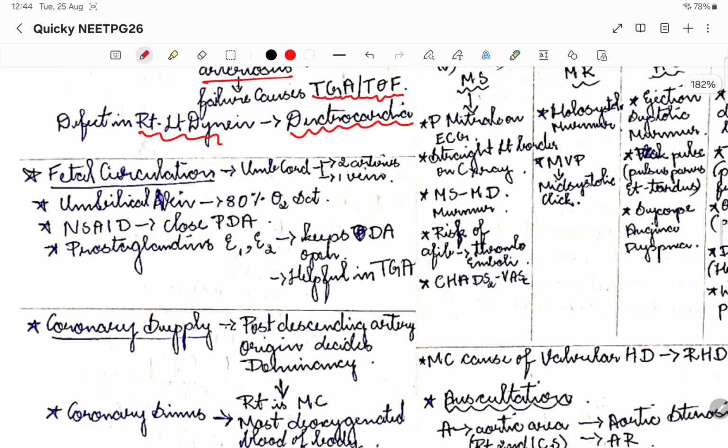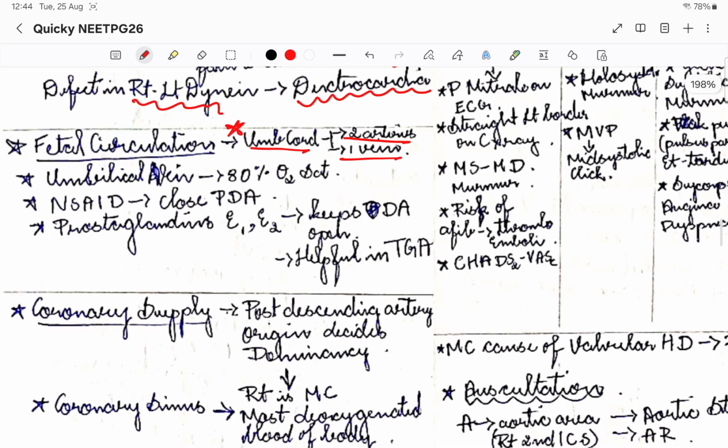Now coming to fetal circulation. This is a previous year question: the umbilical cord contains 2 arteries and 1 vein. Please remember this, 2 arteries and 1 vein. The umbilical vein has the highest oxygen saturation, about 80%. It is what carries blood to the heart, so 80% oxygen saturation will be there in the umbilical vein.